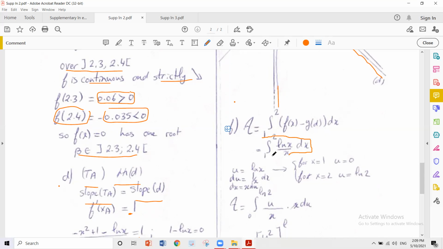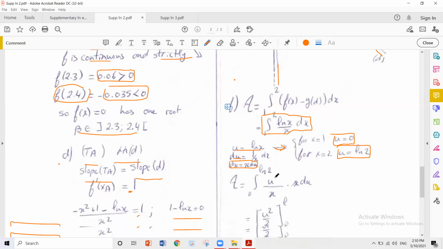We go back and say, for life science only you have one method, the method of substitution. We take ln x equal u. Derivative of ln x is 1 over x dx, then dx equals x du. We change the bounds. For x equal 1, u equals ln 1, which is 0. For x equal 2, u equals ln 2, we leave it ln 2.